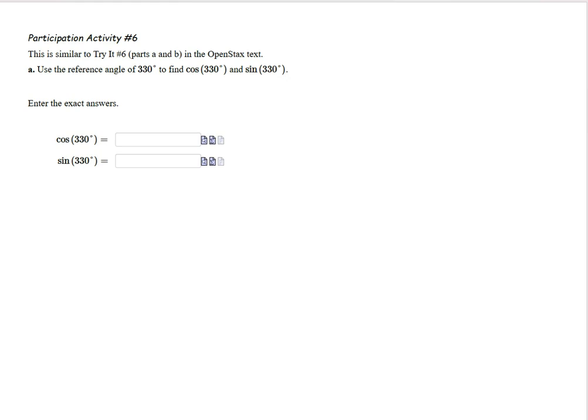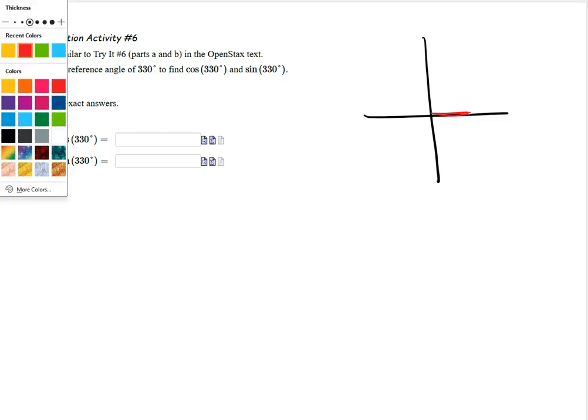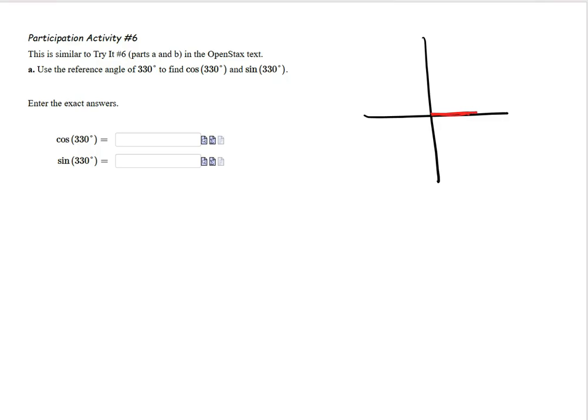Okay, use the reference angle of 330 degrees to find the cosine of 330 degrees. All right, so here's my XY axis, and we're going to rotate. Start here, we're going to rotate 330 degrees. Now remember, this is 0, and then up here is 90, and then here is 180, and then this is 270, and when you come back around again, you would do a total of 360 degrees.